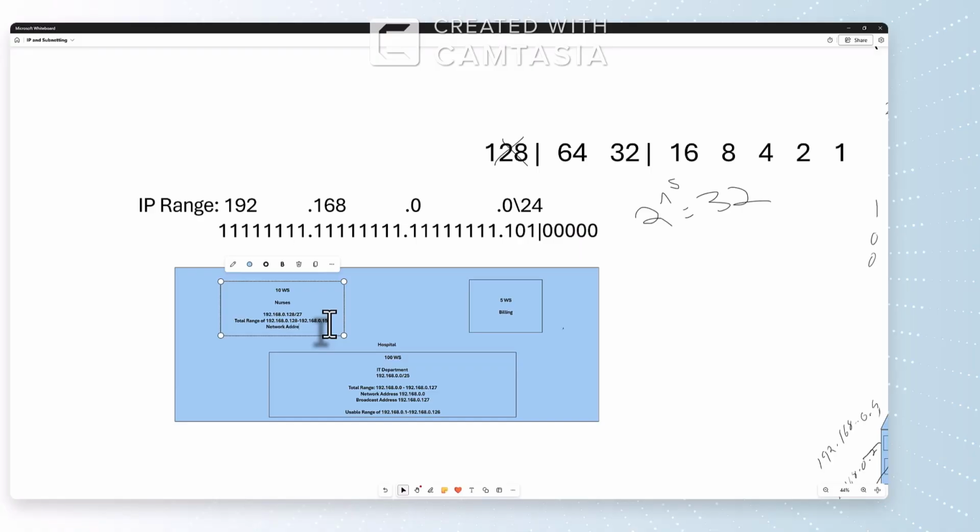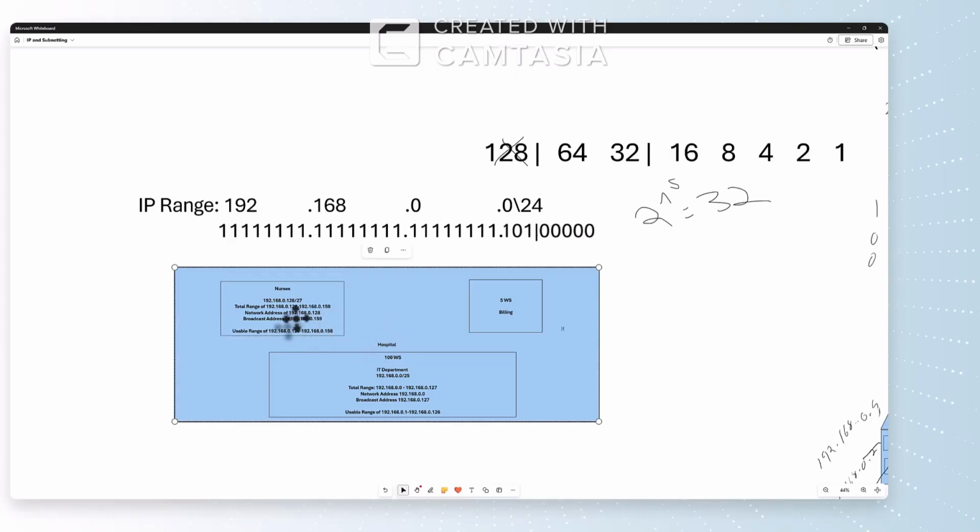We have a network address of 192.168.0.128. We have a broadcast address of 192.168.0.159. And that gives us a usable range of 192.168.0.129 to 192.168.0.158. And we'll widen this so we can see it all on the screen here.